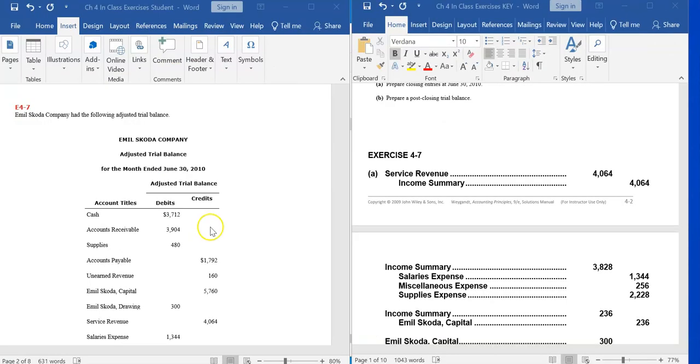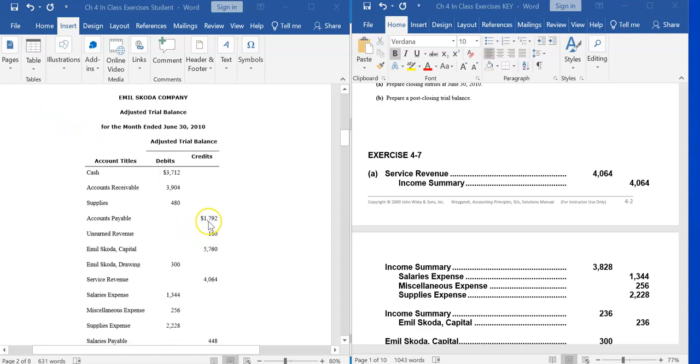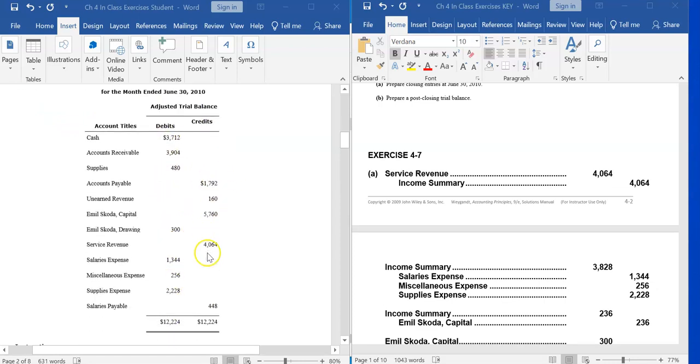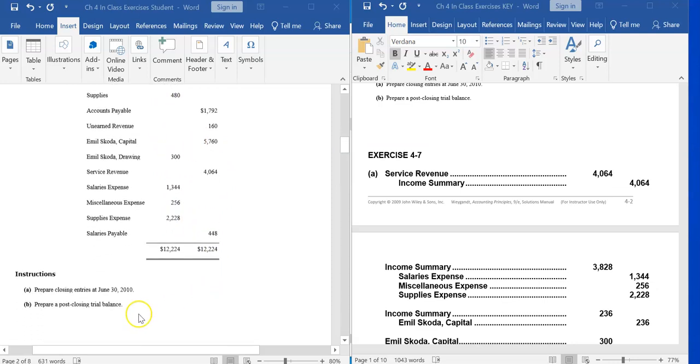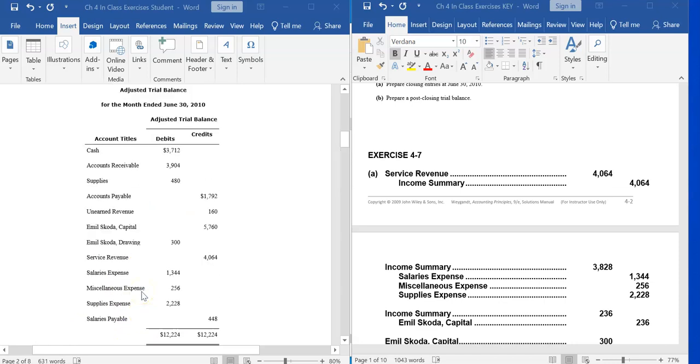Let's do that same closing entry process in this example. We're going to start with an adjusted trial balance as opposed to just having the temporary account balances given to us. Scotia Company had the following adjusted trial balance. Now remember, the trial balance is simply a list of all accounts and their balances at the end of the accounting period. We are going to prepare closing entries as of June 30th of 2010.